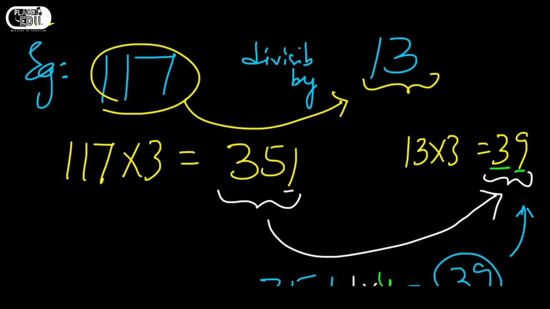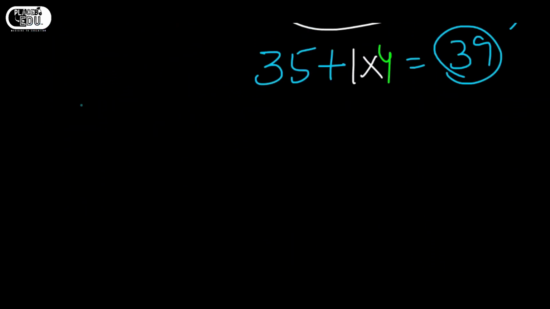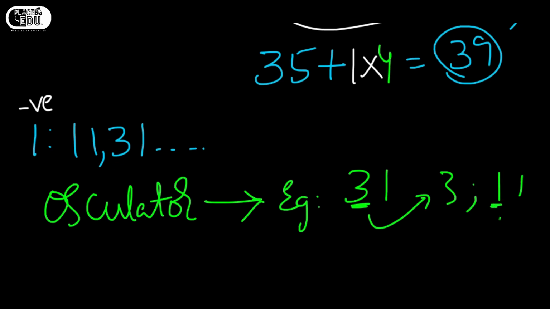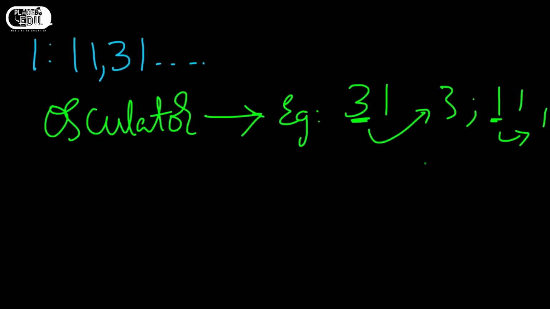Now, coming to the next thing, 1. The prime numbers ending with 1 are 11, 31, and so on. 1 is a negative oscillator. You have to observe that. So how will the oscillator be? For 1, the oscillator will be the digit previous to the 1. For example, if it is 31, the oscillator is 3. If it is 11, the oscillator is 1. Understood? I will give you an example so that you can get it very clearly.